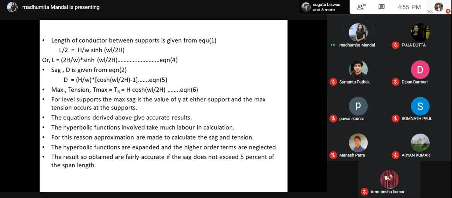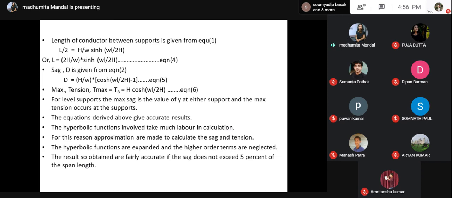This equation is the equation for calculating sag of a transmission line. And maximum tension T max will be equal to H into cosh(wL/2H). Now for level support, the maximum sag is the value of y at either support, and the maximum tension occurs at the support. Level support means when the ground is totally horizontal.